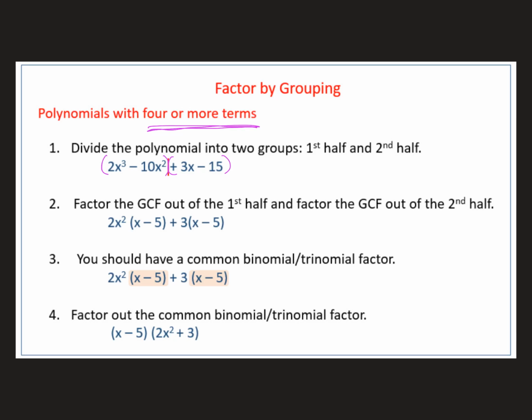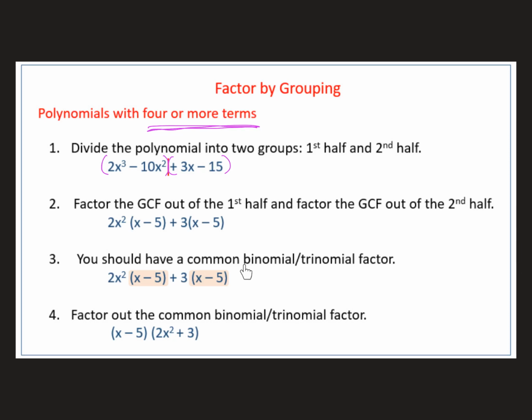When you look at our second group, you can see that you can have a 3 in common, nothing else. So you can take a 3 out. And remember, it's like dividing, right? When you're taking out that GCF, you're dividing it by 3. You're dividing 15 by 3. And you're again left with x minus 5. This is the best sign that you are on the right track when you're left with the same exact thing, okay? And that's what this third step here is saying.